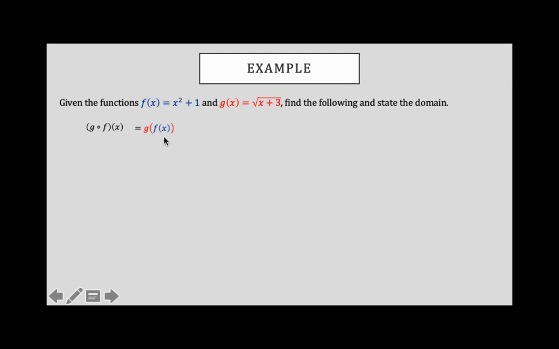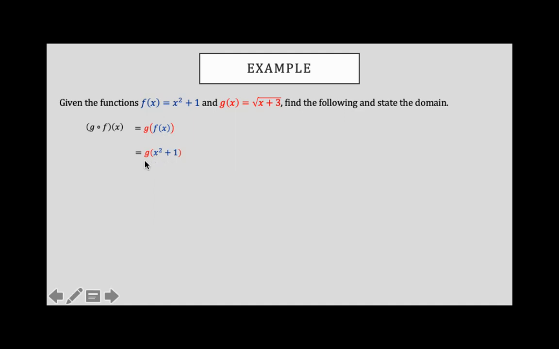Now we can begin to replace some things. Let's think about order of operations. We want to start from the inside out. Well, f of x, what's f of x equal to? f of x is equal to x squared plus 1. So the first step is to simply replace f of x with x squared plus 1.